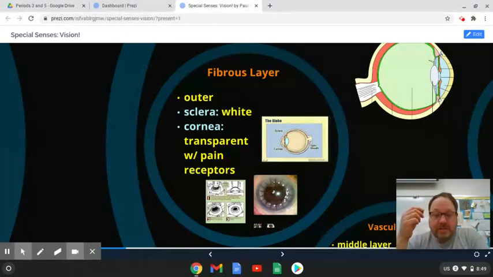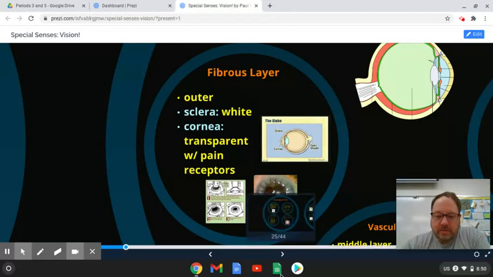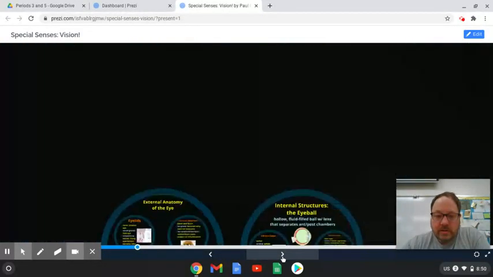The cornea is basically the window in the front of the eye. What the cornea does is allow light to pass into the eye. The white part, the sclera, is opaque, right? Light's not going to pass through it. But the cornea in the front is able to allow light to pass through.